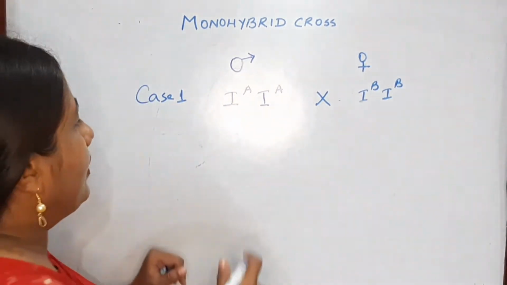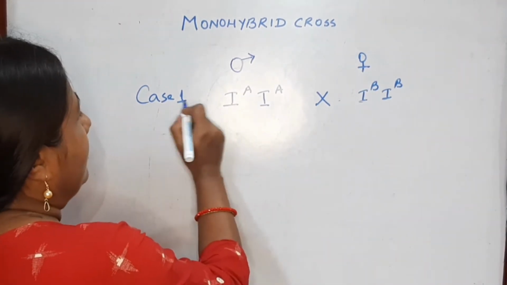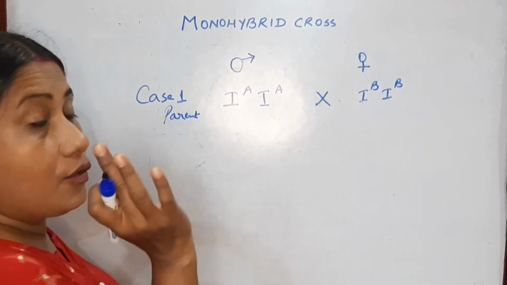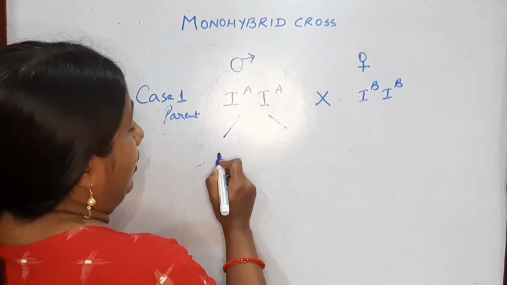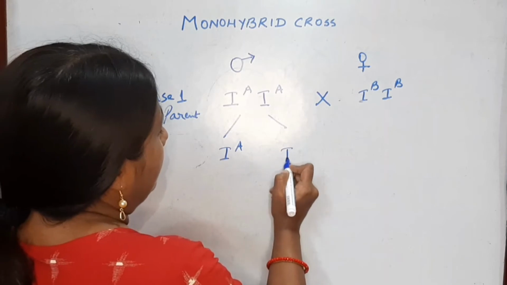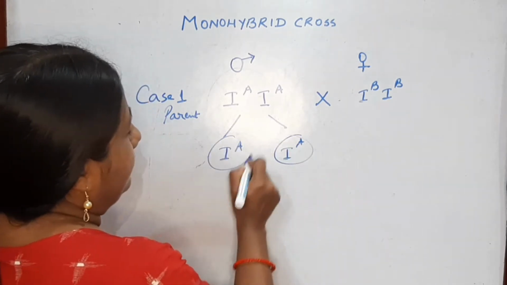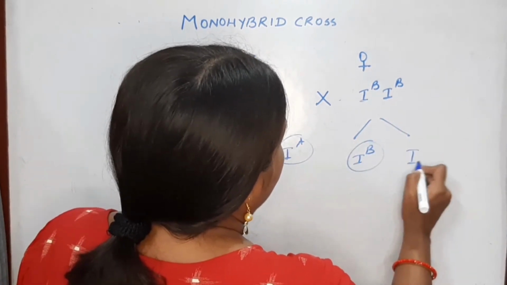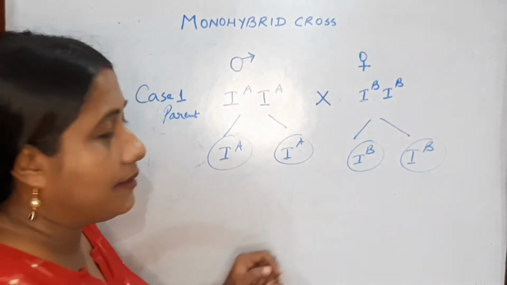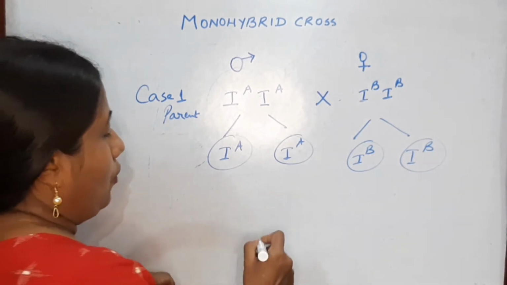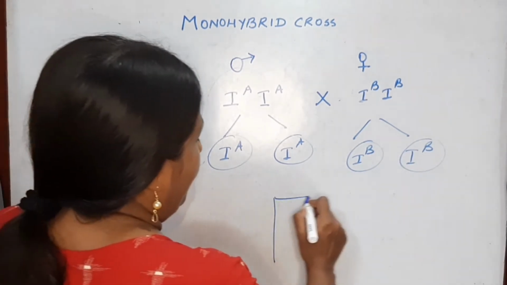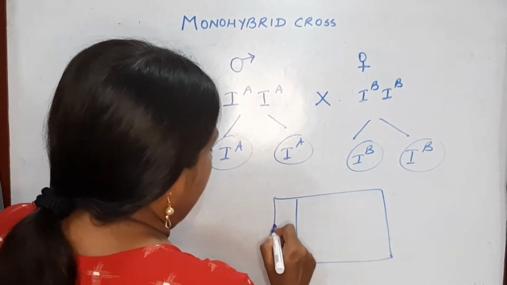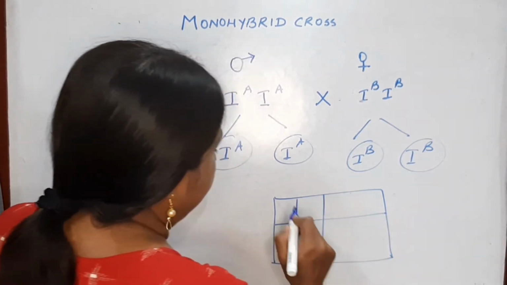Right? Now what will be the allele? So this is case 1. These are the parents, the parent generation. So what are the gametes? This will be the gamete. This will be the gamete. Now what will be the probability of the offspring being A or B? Let's draw a checkerboard, or a Punnett square.